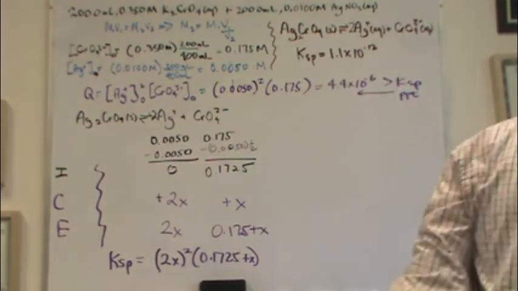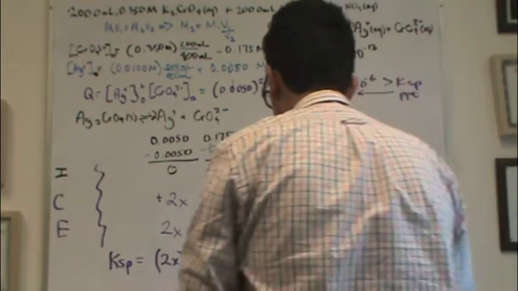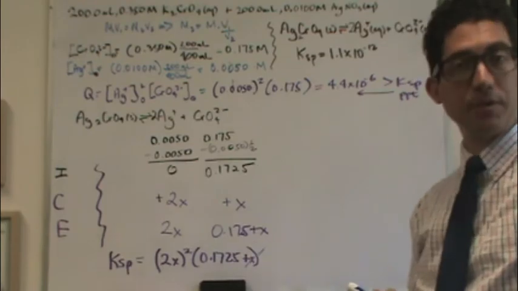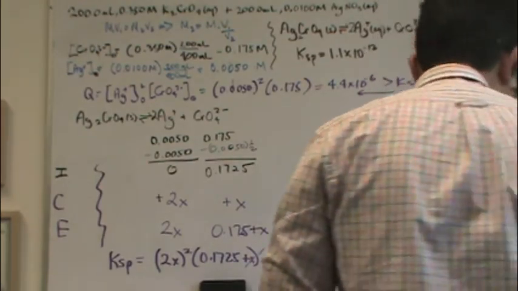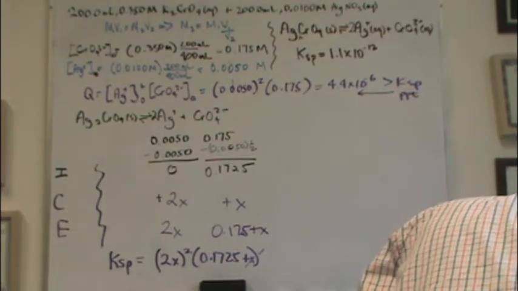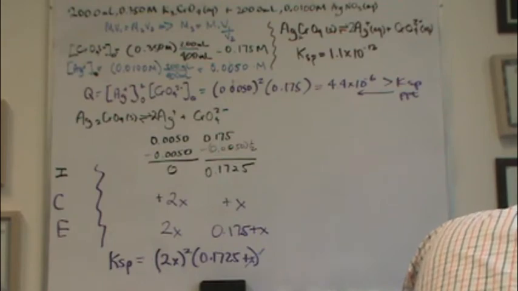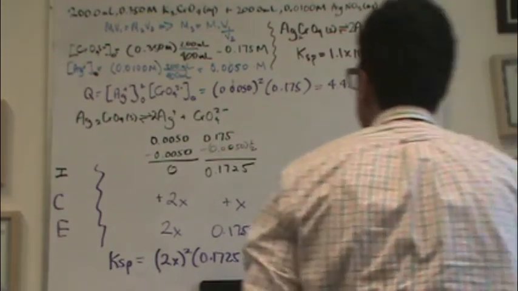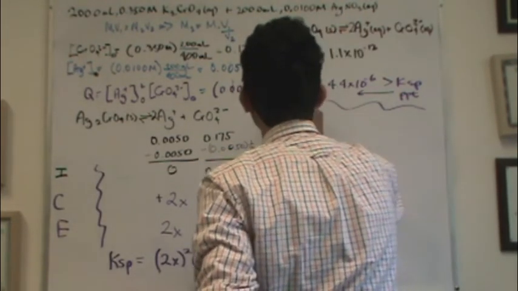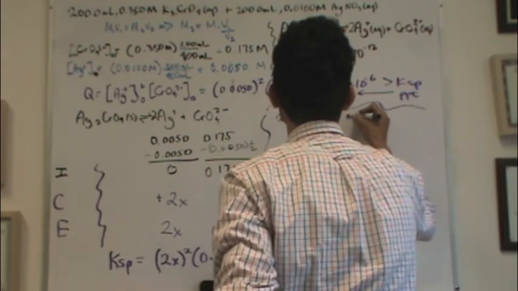Okay, KSP we already know. It's 1.1 times 10 to the minus 12. So we can solve for x, basically saying that this x right here is really tiny, smaller than that number. And you can just do the math to solve for that x. Let me write that final answer down. X is going to turn out to be, and you won't need the quadratic, 1.3 times 10 to the minus 6. So x will equal 1.3 times 10 to the minus 6 molar.